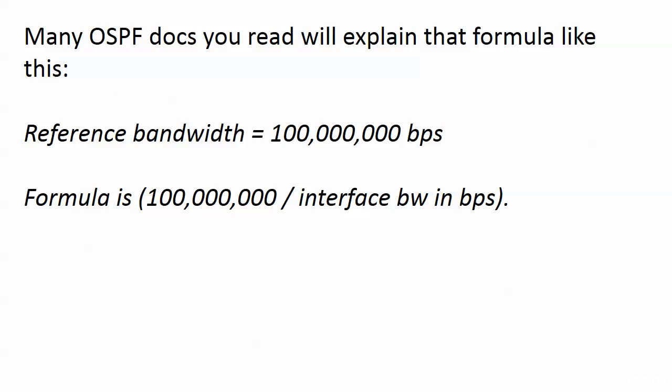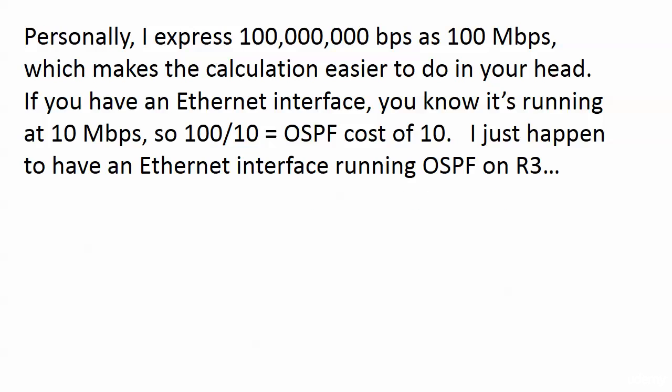And there's nothing wrong with this. I personally like to express it a little bit differently. Use whichever one you're more comfortable with. I like to just say 100 meg instead of 100 million BPS, because I have found over the years that makes the calculation a lot easier to do without writing anything down. If you have an Ethernet interface, let's say, you know that's running at 10 meg. So 100 divided by 10 gives you your OSPF cost of 10.